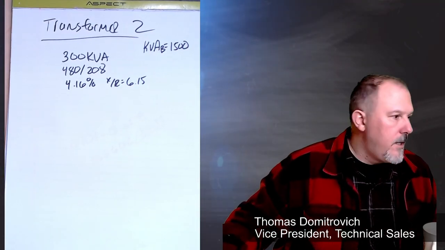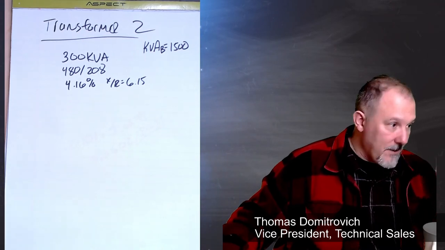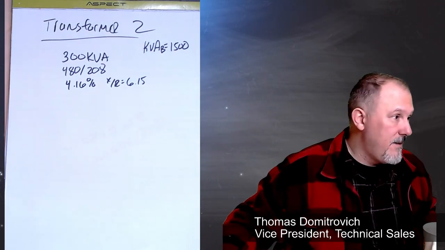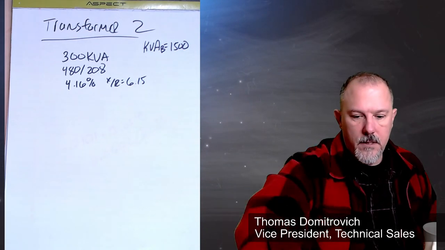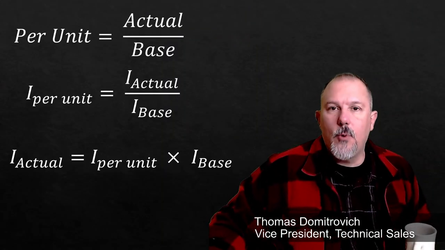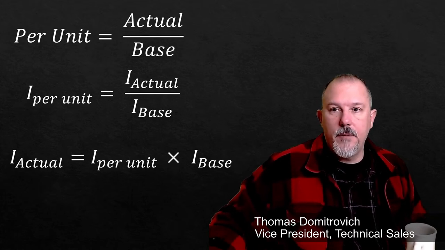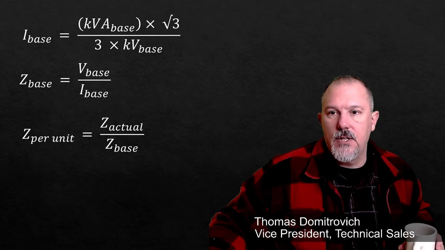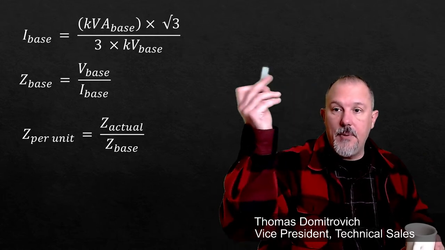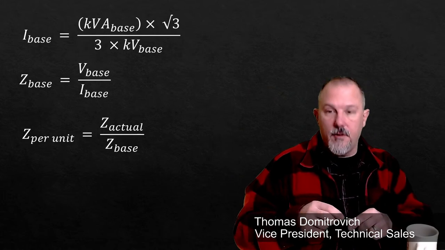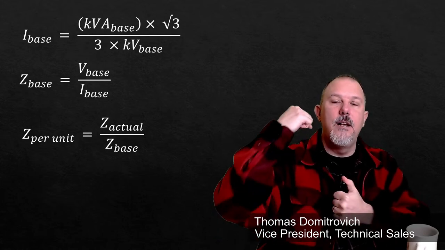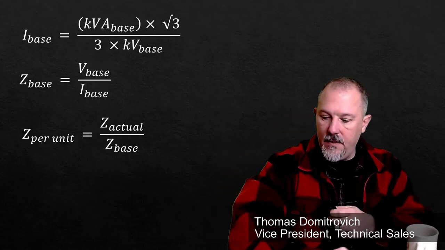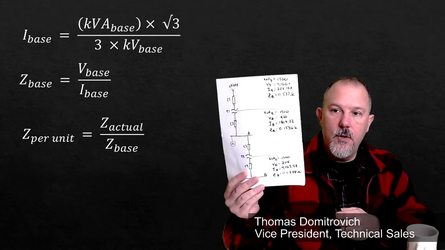Well, in my little slide deck here, I have per unit. PowerPoint. All right. So these are some equations that you'll need. Per unit is actual over base. We already talked about that. We talked about calculating I base, right? So it's kVA times the square root of 3 divided by the square root of 3 over kV base. We already did that. We already calculated Z base. We calculated I base in these three zones, remember? So we did that.